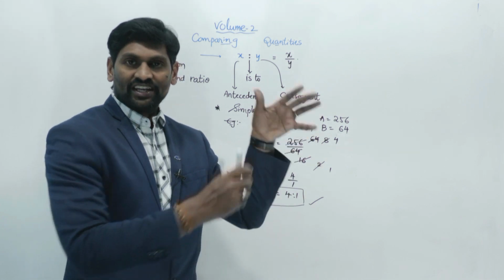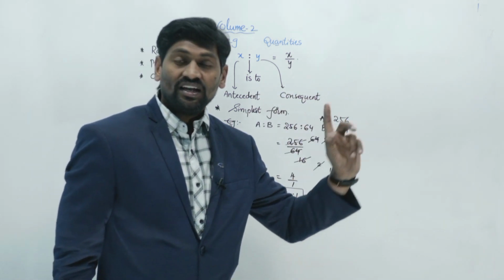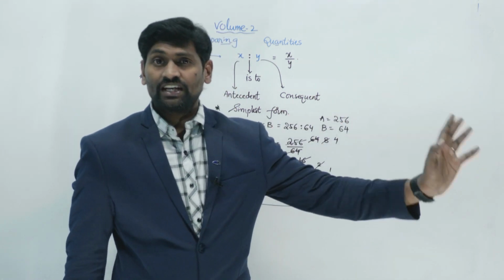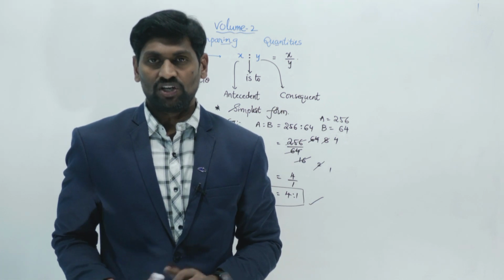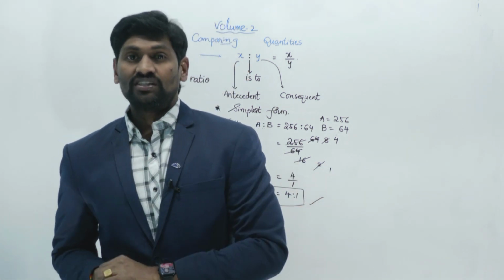So we have taken comparison of two quantities. The first quantity, or first term, is called antecedent. The second quantity, or second term, is called consequent. And I told you that both of them must be of the same units.